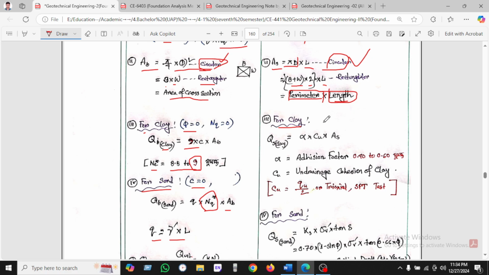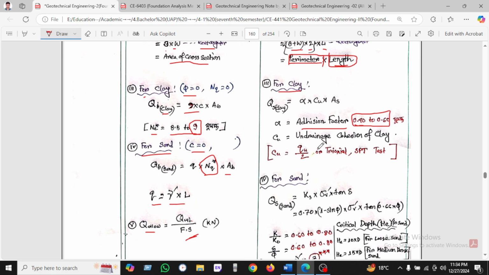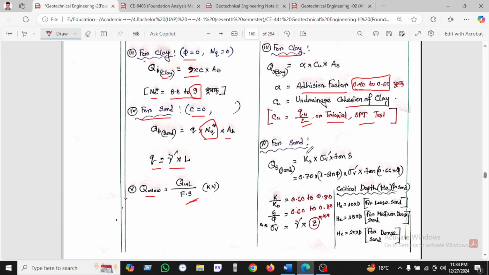We know when phi equals 0, then the soil is recognized as clay. So alpha, which is the adhesion factor, is usually 0.40 to 0.60. So it is a value to memorize. And C u is the undrained cohesion of clay, which is q divided by 2, taken from the Terzaghi or SPT test. For sand, when C equals 0, the soil is recognized as sand.